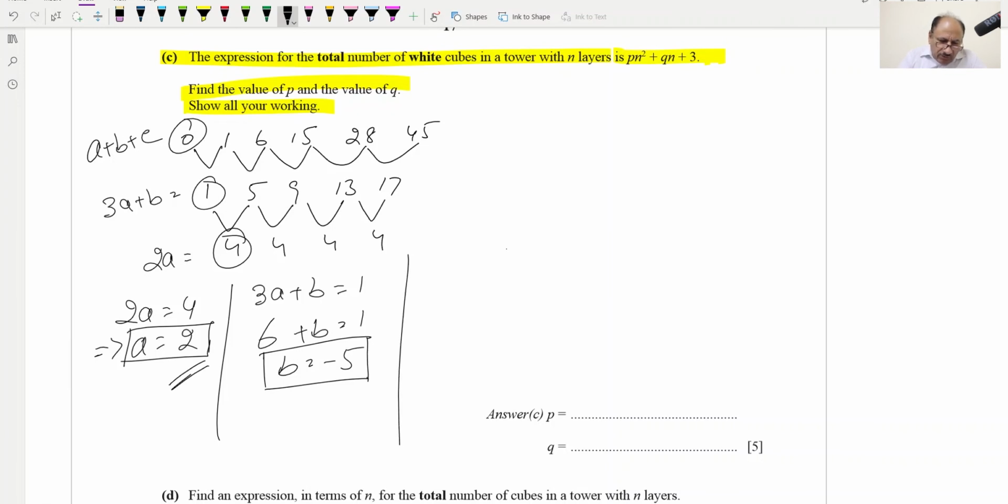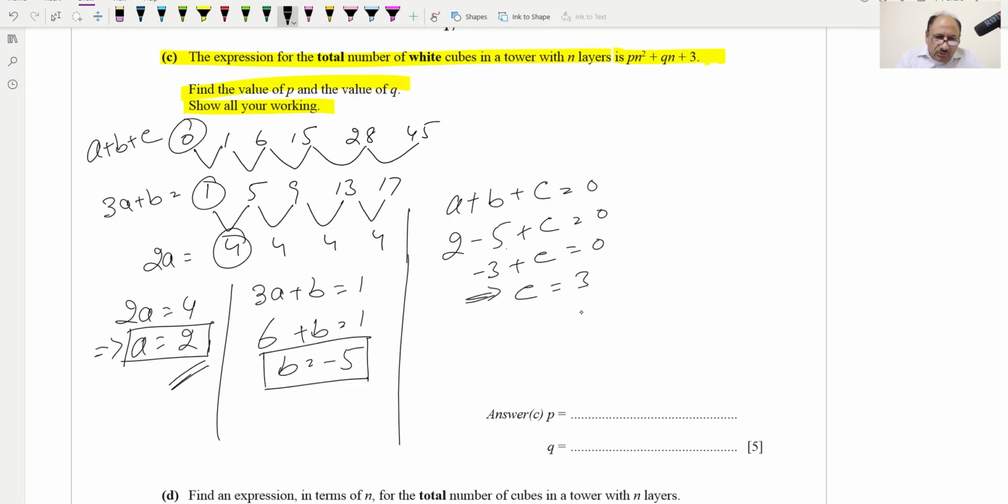And the third value which we can solve: a plus b plus c is equal to 0, and a is 2 and b is minus 5, plus c is equal to 0. So minus 3 plus c is equal to 0. This implies c is equal to 3. So c is equal to 3 will be the third value.